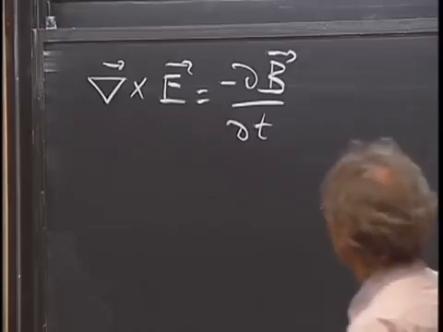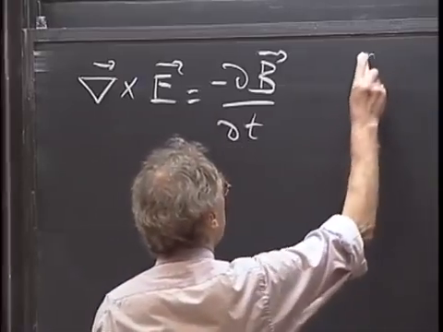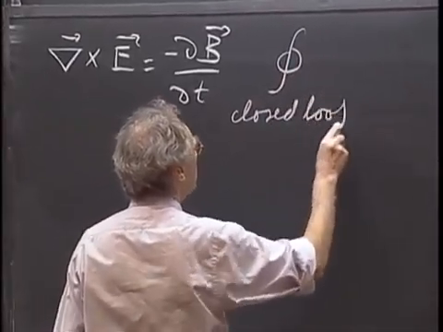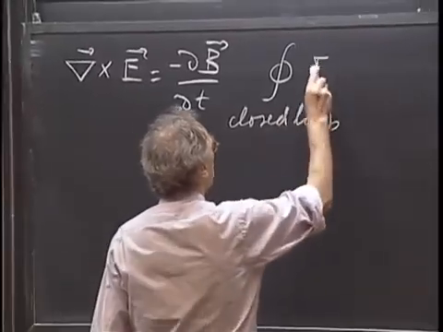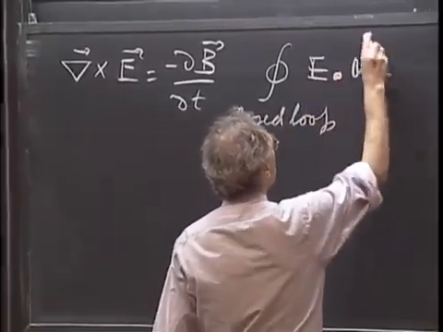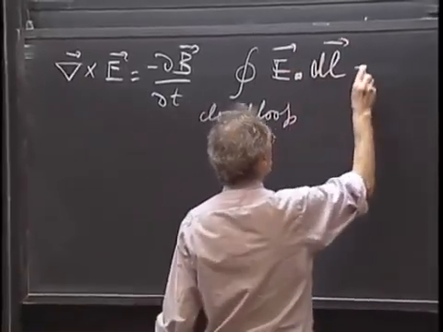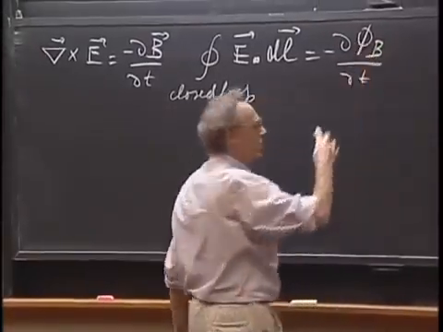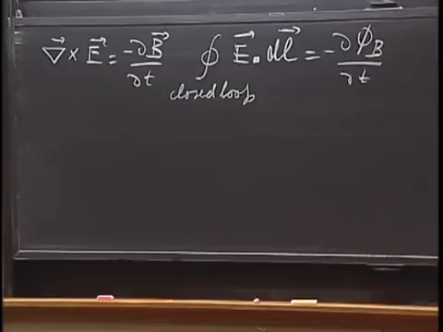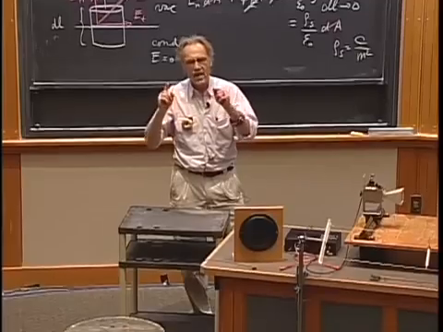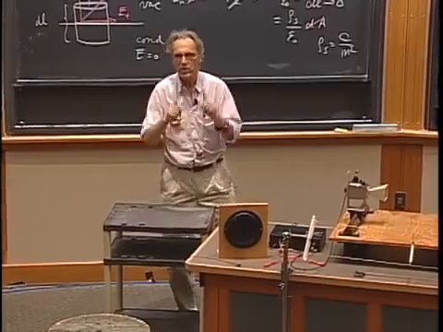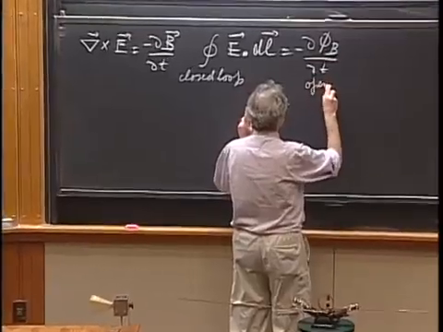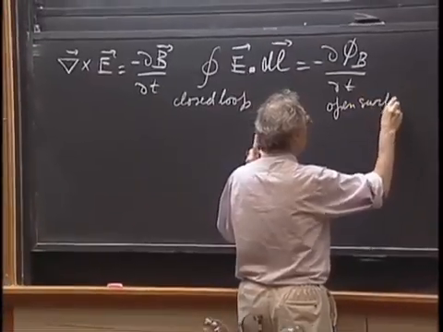And I'm going to write this in integral form, because you're probably used to that. This is a closed loop now. Any closed loop that you may choose of E dot dl, a dot product, a line integral, equals minus d phi B dt. And this is the magnetic flux that goes through the surface that you attached to that closed loop. It is an open surface. Any surface that you may choose is fine. It is an open surface. I cannot stress that enough.